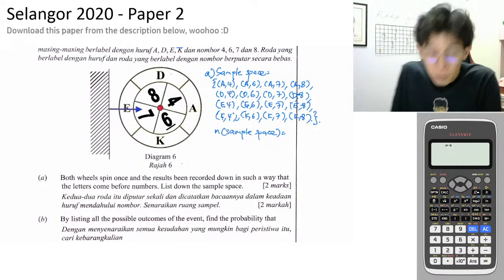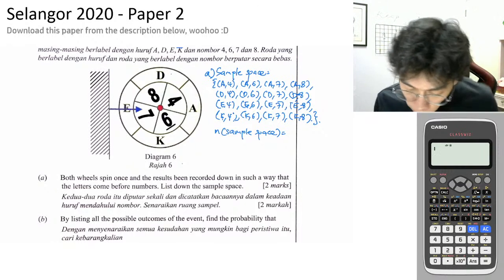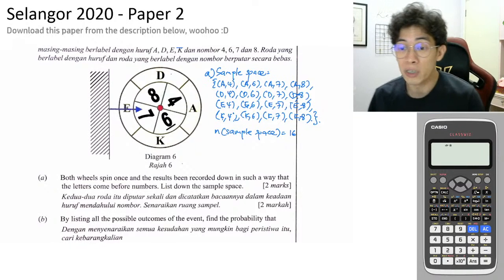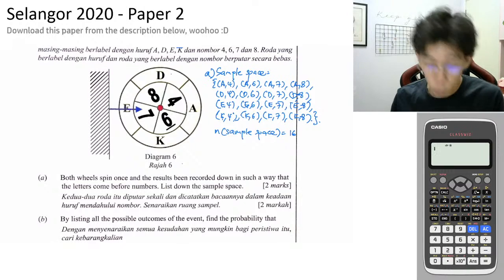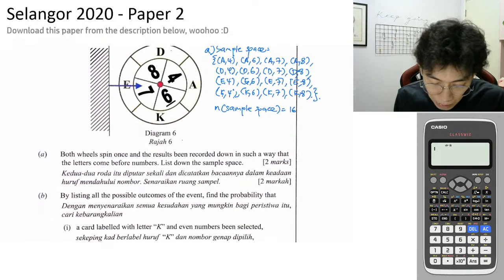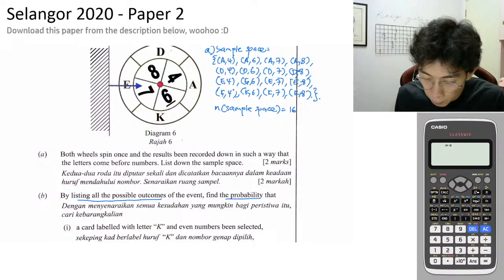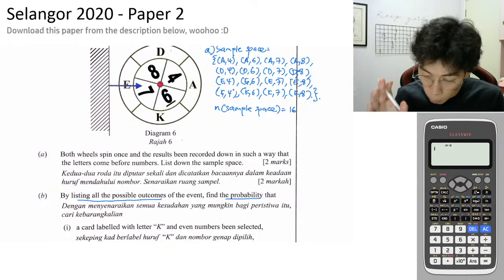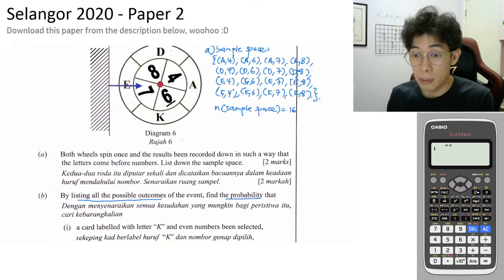Okay. So over here, what is your number of sample space? Your number of sample space will be 4 times 4, 16 of them. So the reason why I put this is to tell you later when we do part B. Can you see they say list all the possible outcomes and find the probability? Your probability sure over 16.